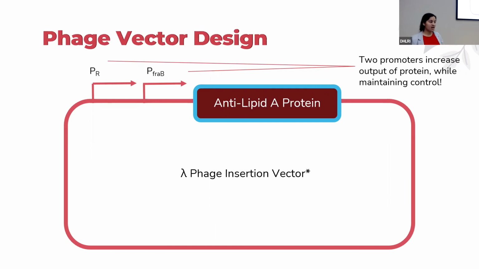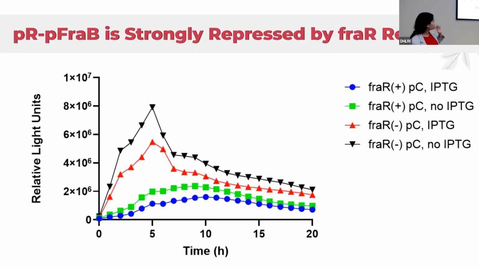So now that we have our design, we have to figure out if it actually works the way we expect it to. And we have done this with luminescence assays. As you can see in this figure, in the presence of FRA-R, we see a decrease in gene expression measured using a GFP, or green fluorescent protein, reporter. And this confirms our expectations that we would see a decrease in gene expression, which means that when we put our anti-lipid A genes in place of the GFP, we will be able to see a decrease in the amount of total anti-lipid A protein output.